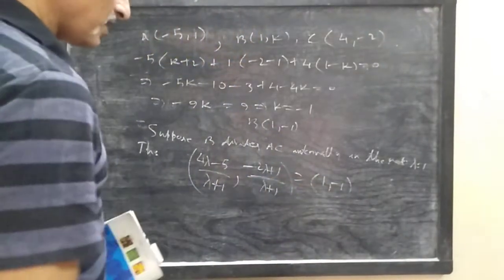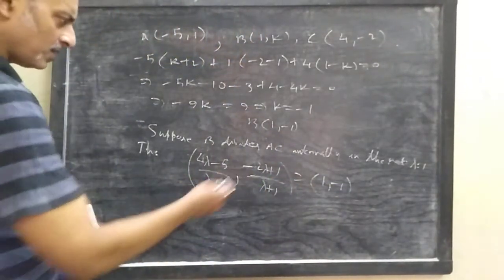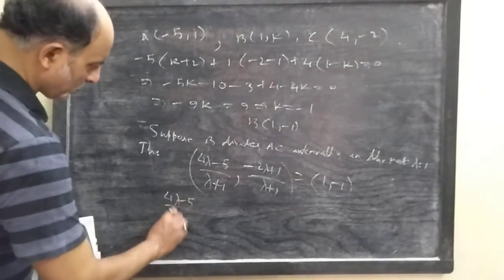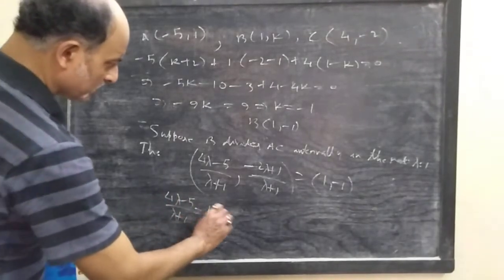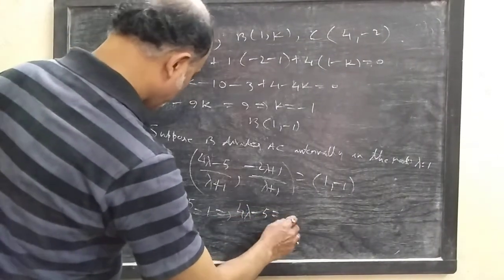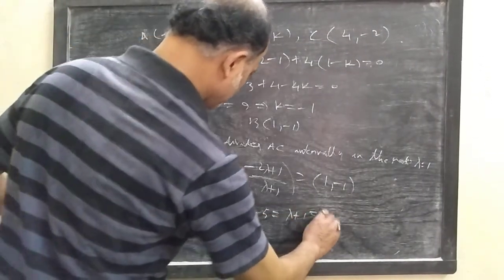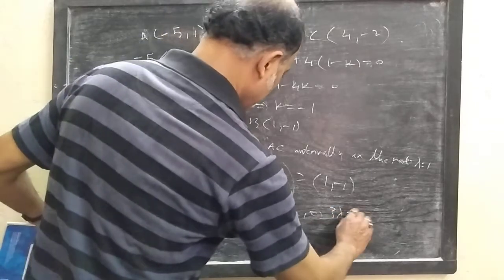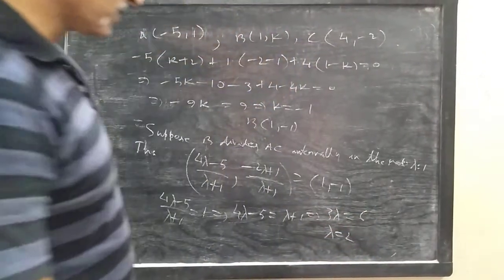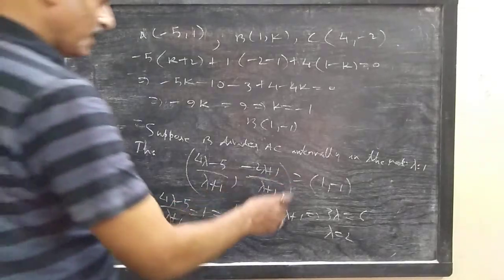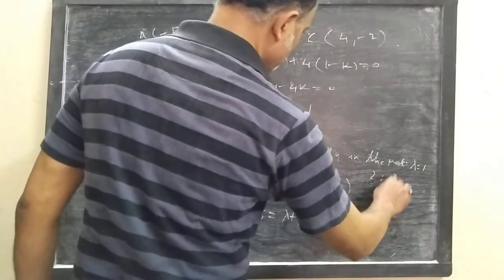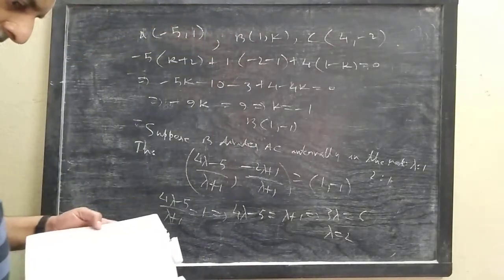So you can equate any one. Let us equate the abscissa. Then we get 4 lambda minus 5 by lambda plus 1 equals 1. That implies 4 lambda minus 5 equals lambda plus 1. That implies 3 lambda equals 6. So lambda equals 2, which implies that B divides AC internally in the ratio 2:1. Okay?